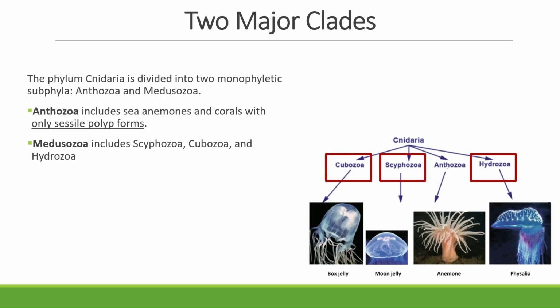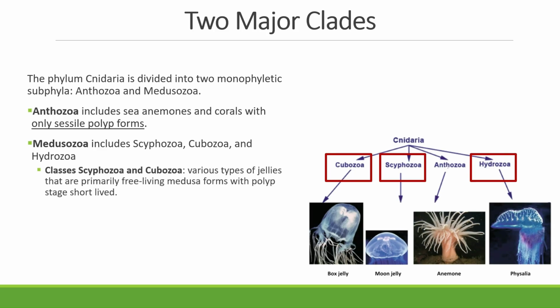The subphylum Medusazoa is larger and more varied. It includes three main classes: Scyphozoa, Cubozoa, and Hydrozoa. In most members of Medusazoa, the medusa stage is prominent, although the polyp stage is still present in the life cycle of many species. This subphylum includes the classes Scyphozoa and Cubozoa, which are mostly free-living, swimming medusa, and they have forms that are commonly known as jellies.